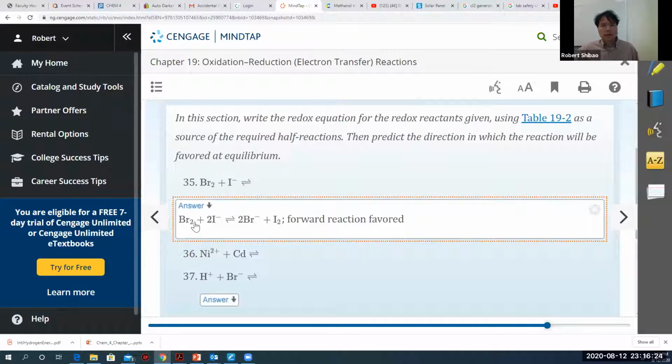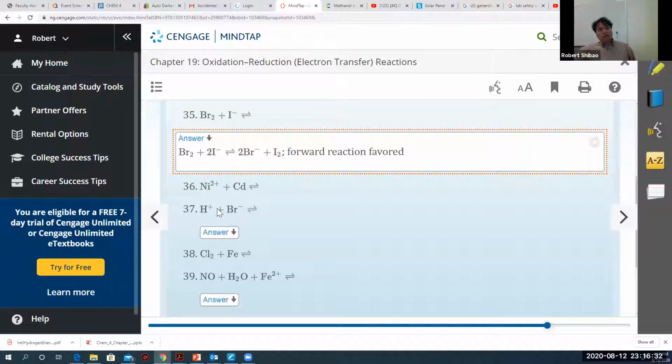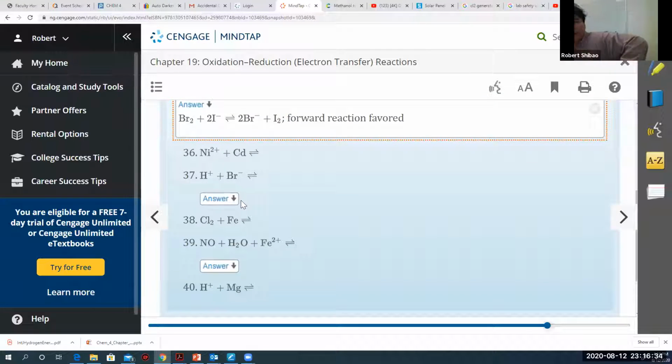Forward reaction, yeah, bromine's a stronger oxidizer than iodine. We could tell by size too. Bromine's smaller than iodine here. Let's take a look at this one. What would you predict for number 37? Take a look at that and tell me what you guys get.